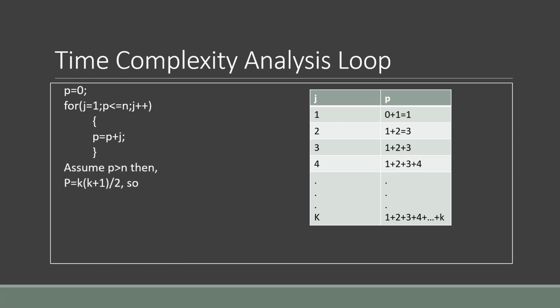which again results in k into k plus 1 by 2, assuming p is greater than n, because the loop will exit if the value of p is greater. This obviously means that k into k plus 1 by 2 is greater than n, which means k square is greater than n, which means k is greater than or equal to root n. So the time complexity for this particular algorithm would be order of root n.